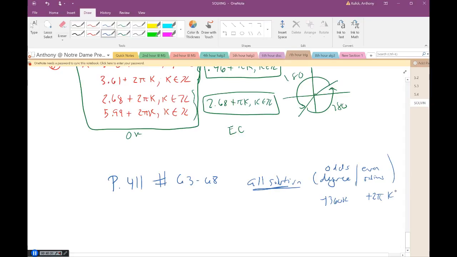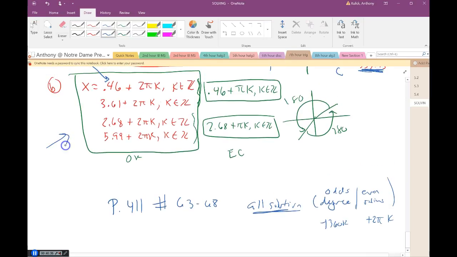I don't know that we did that specifically. Like here, this is all solutions in radians. Yeah, it would be similar to this one here, where you just solve it between 0 and 360 in degrees. And then if it's the odd, you just tack 360k at the end of it. And if it's even, you convert them into radians and then tack the 2 pi k on.